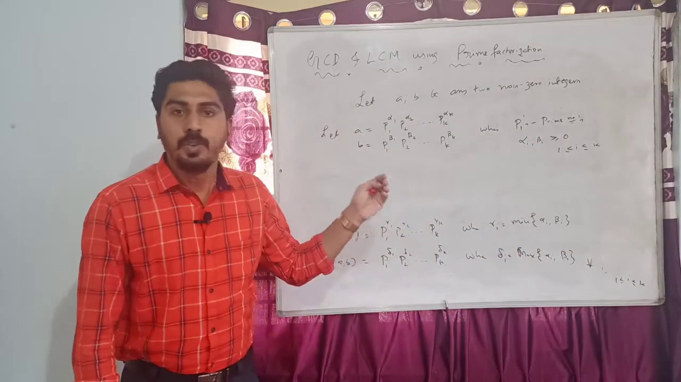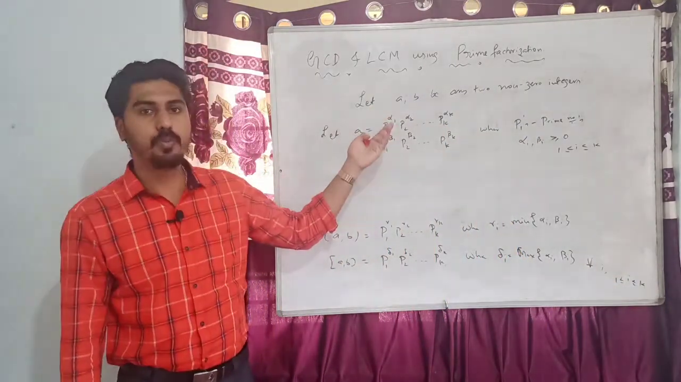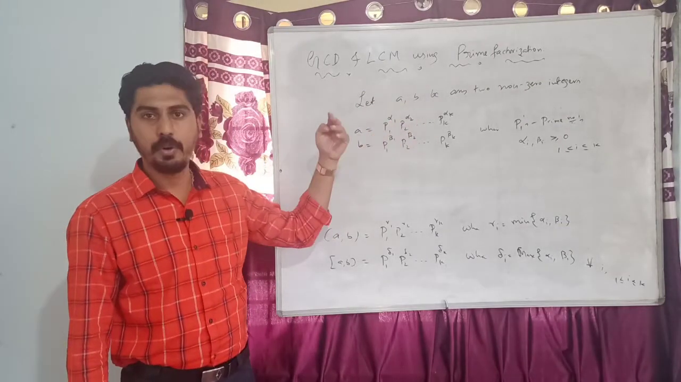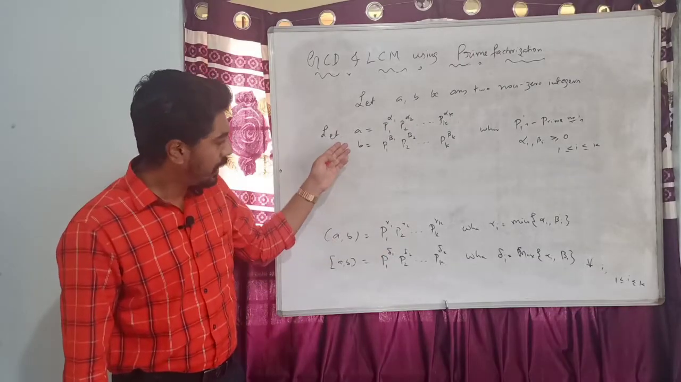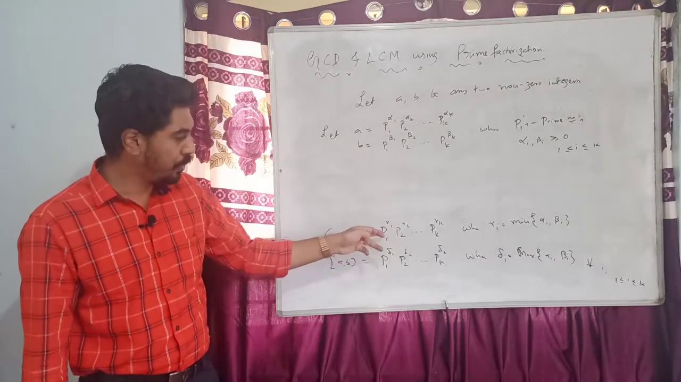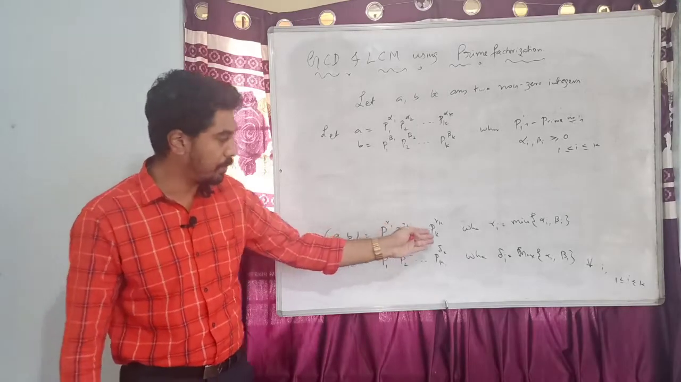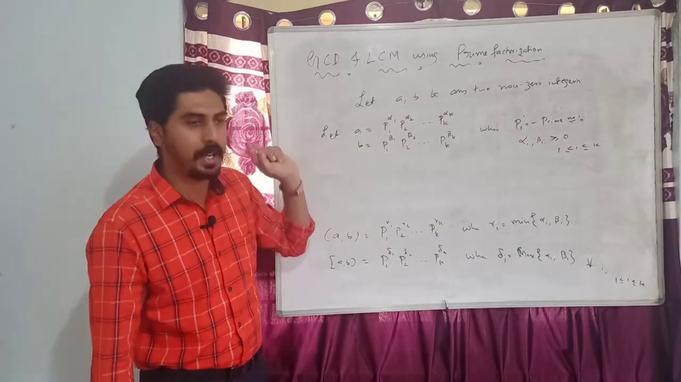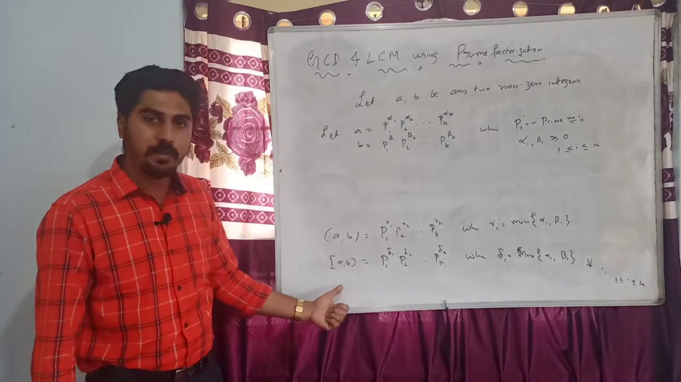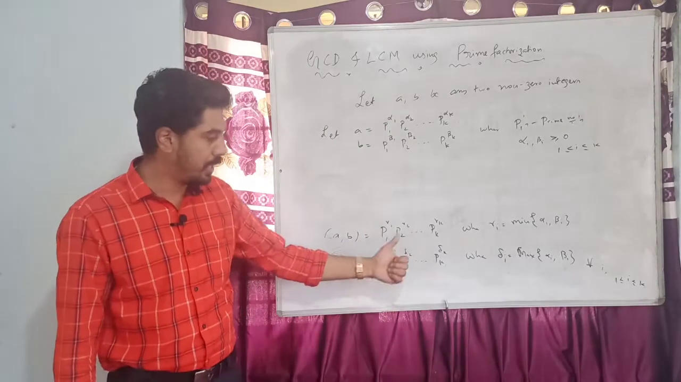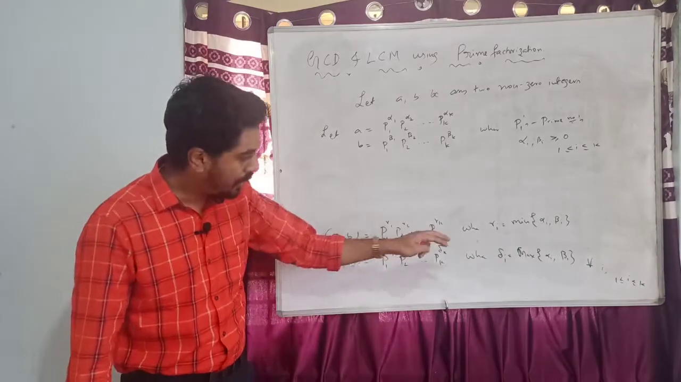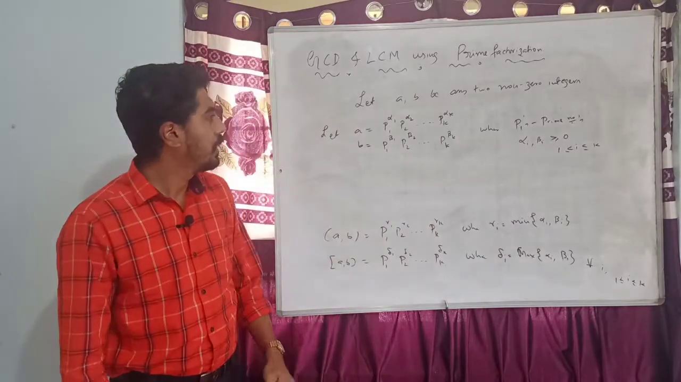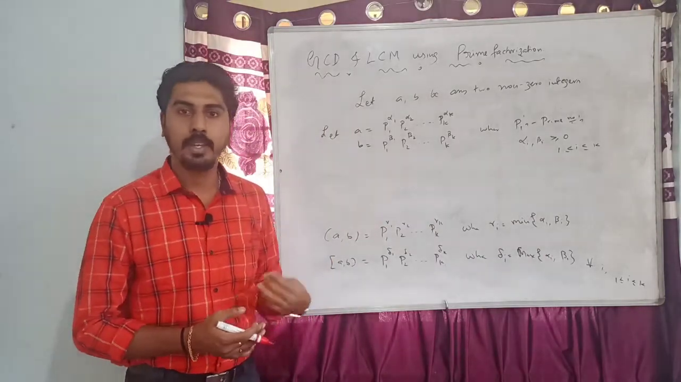Okay. So to find the GCD and LCM of two non-zero integers a and b, first express them as a product of powers of prime numbers. The GCD will be equal to p1 power gamma 1, p2 power gamma 2, etc., pk power gamma k, where gamma i is the minimum of alpha i and beta i, and the LCM is equal to p1 power delta 1, p2 power delta 2, etc., pk power delta k, where delta i is the maximum of alpha i and beta i. Okay. Now let us see some examples.